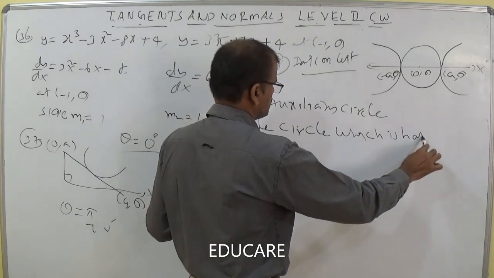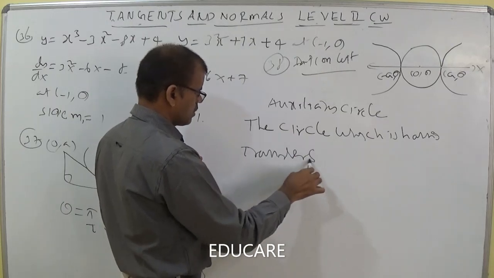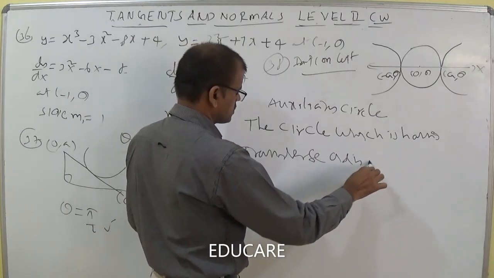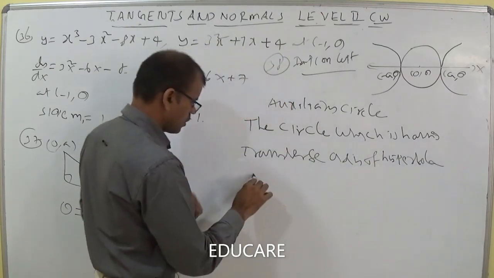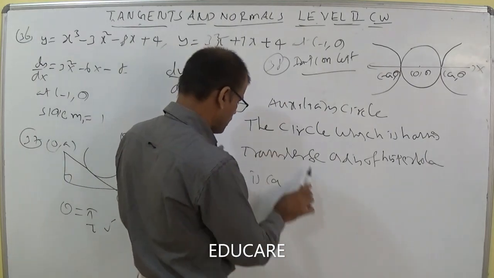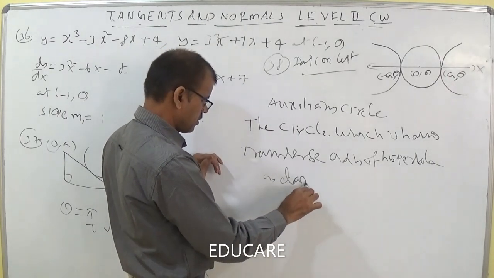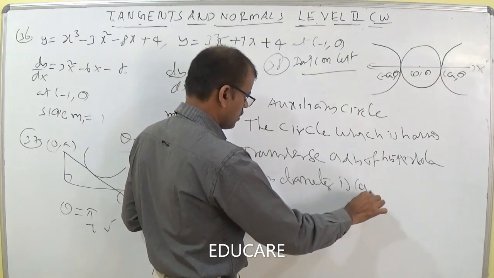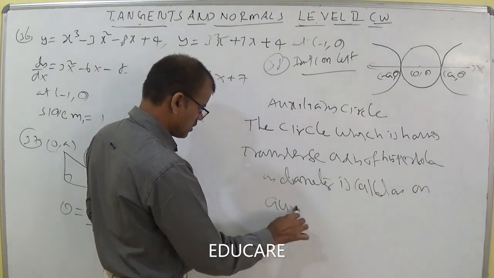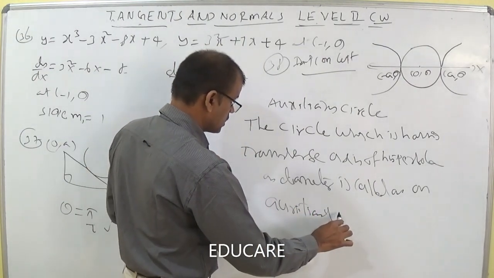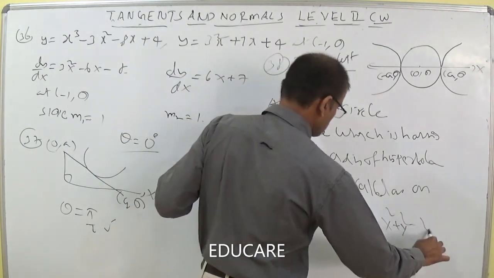I am writing the definition. The circle which is having the transverse axis of the hyperbola as its diameter is called an auxiliary circle. Auxiliary circle equation: x square plus y square is equal to a square.